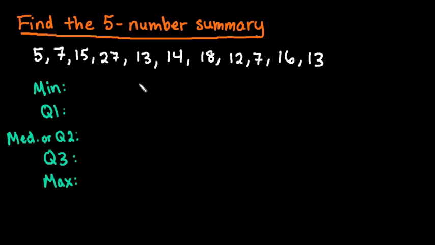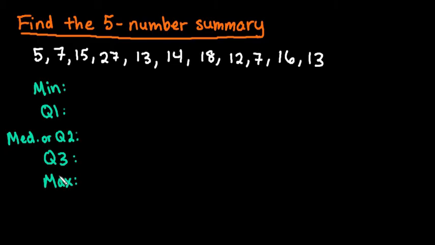For this video, I want to show you how to find the five-number summary using the TI-84 graphing calculator. So I have a list of values that are given to me, and what I want to do is find the five-number summary. The five-number summary is the minimum, the first quartile, the median or second quartile, the third quartile, and the max. So those are the values that we're looking for.